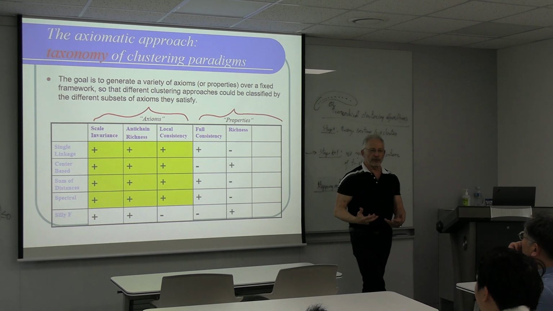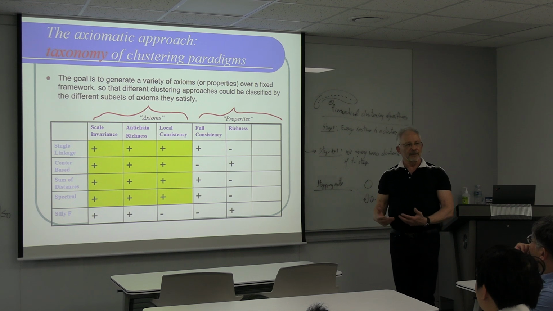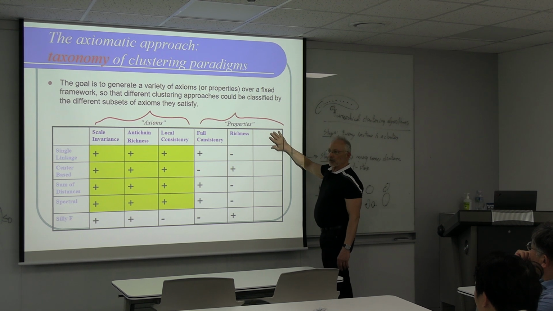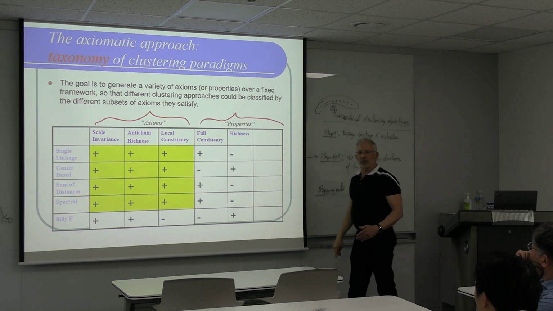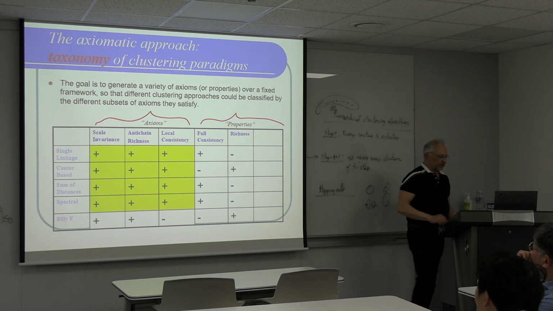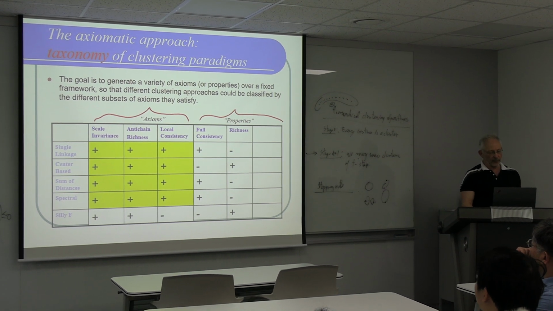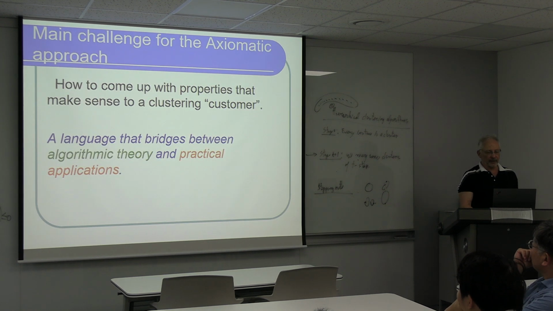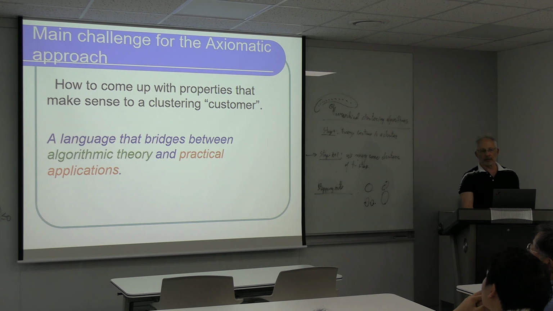I mean, ideally it looks very nice. The problem is that it's very difficult to use the same language, the language that we use for describing properties, that will make sense to the user. So that was kind of one approach that we went quite a while with it, but I don't feel it's really useful. So the problem is how to come up with properties that make sense to the clustering customer, or a language that bridges between the theory of the algorithms and the practical applications. That's a big challenge.